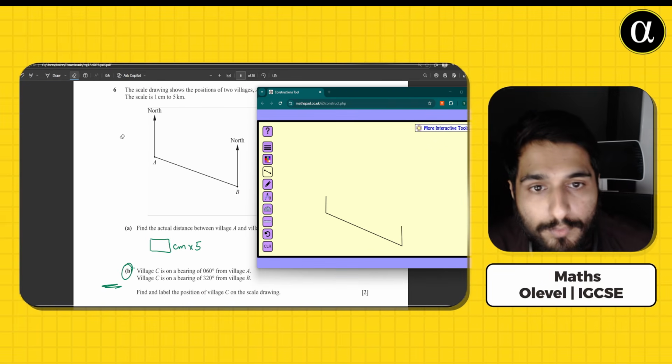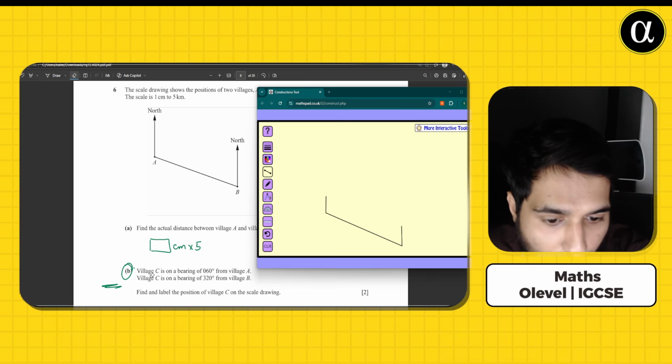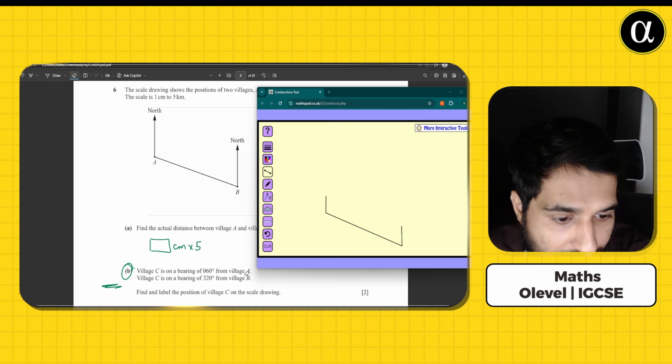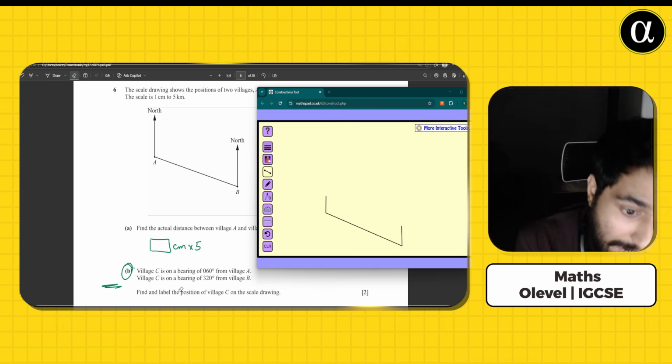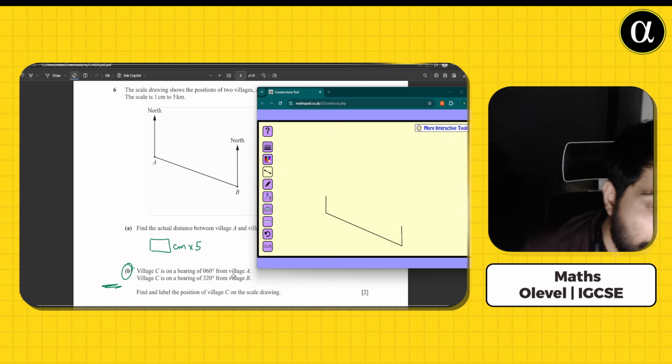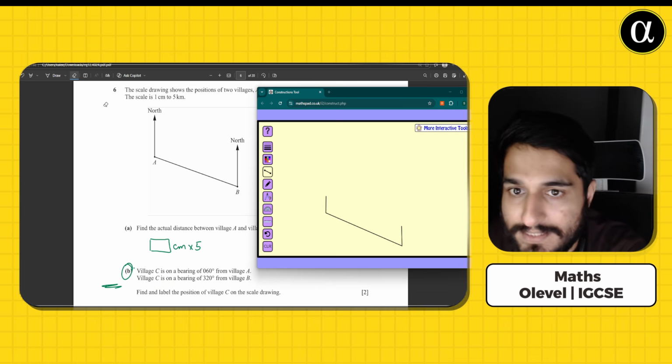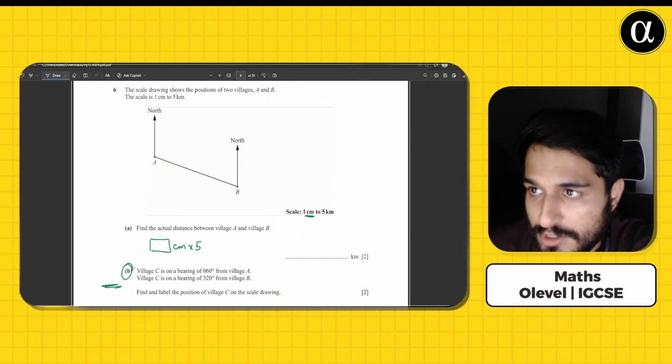All right. So for the next part of question number 6, it says that village C is on a bearing of 60 degrees from village A, and village C is on a bearing of 320 degrees from village B. Now what does that mean? I'll try to explain in the best possible way that I can.